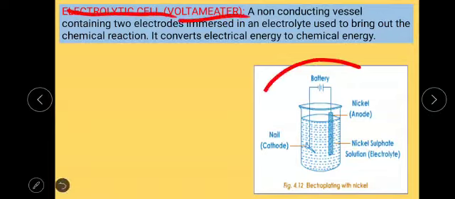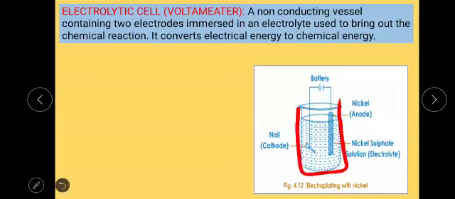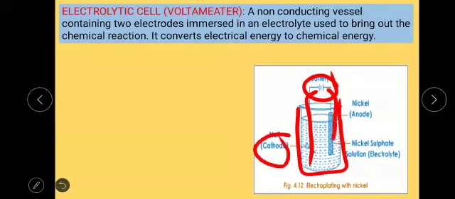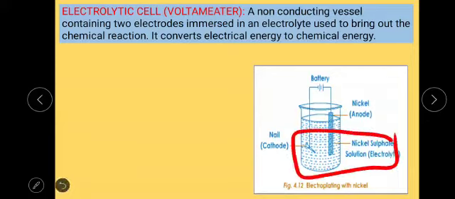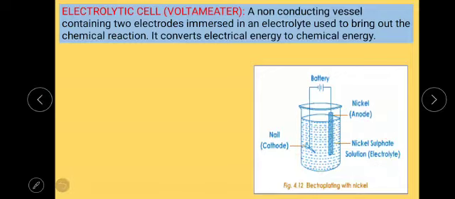Okay, you will see a diagram here. In this diagram, if you carefully go through, you will find a vessel, and here you will find the battery, and here is a negative terminal, which we commonly call a cathode, and you will find a positive terminal here that we call an anode. In addition to all these things, you will find a solution. We normally call it electrolyte. This whole setup, the entire setup, we normally call an electrolytic cell or a voltmeter.